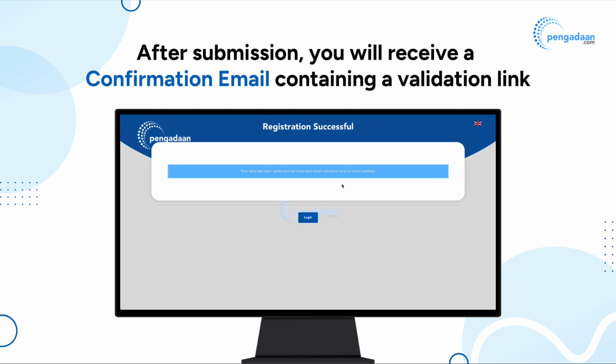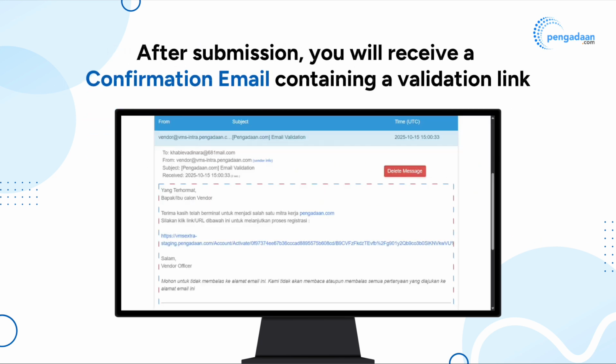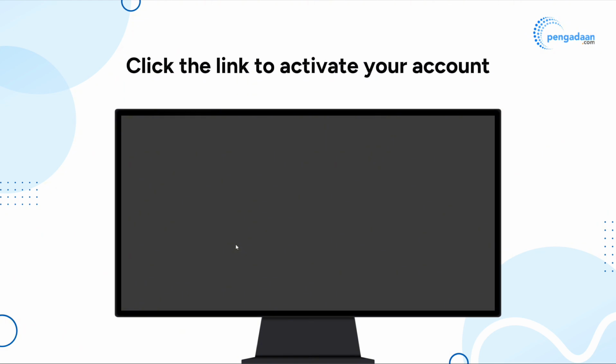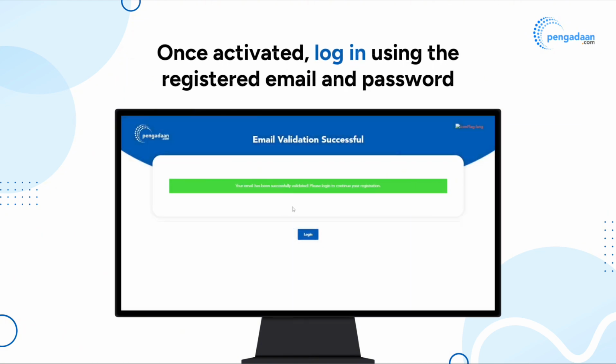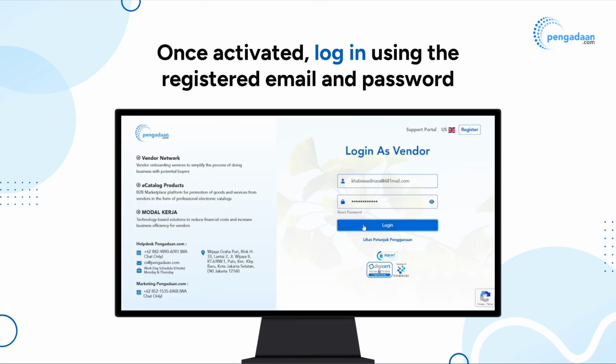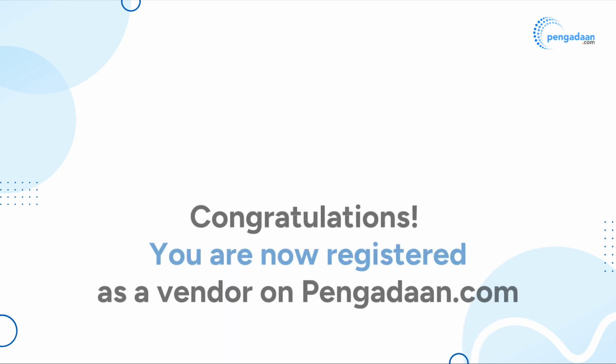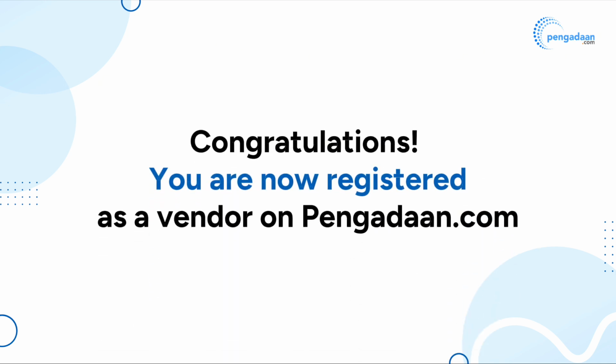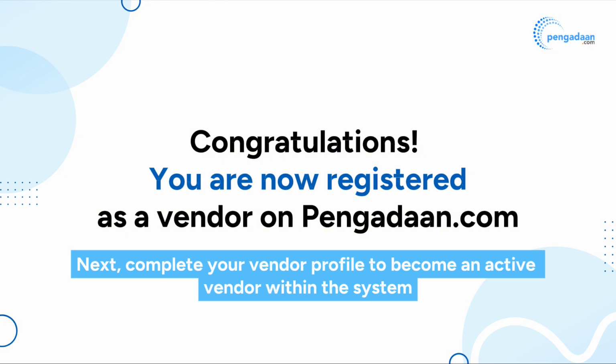After submission, you will receive a confirmation email containing a validation link. Click the link to activate your account. Once activated, log in using the registered email and password. Congratulations! You are now registered as a vendor on punadon.com. Next, complete your vendor profile to become an active vendor within the system.